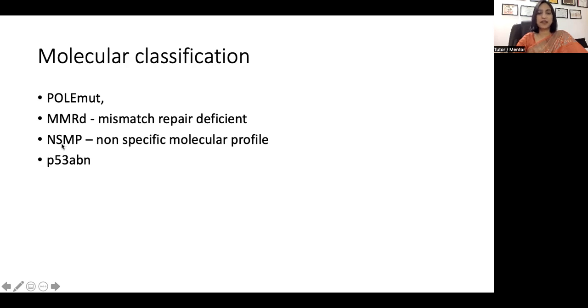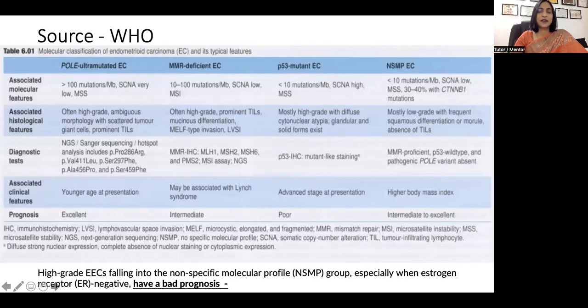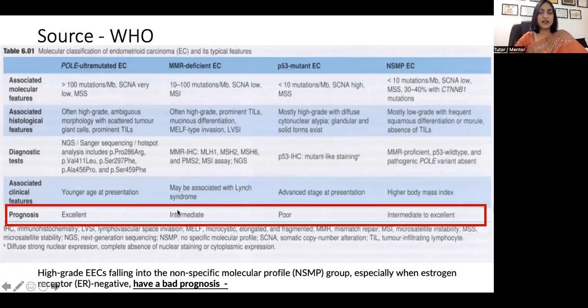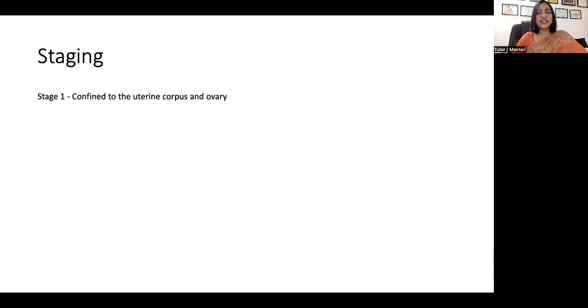Now, as I said, the molecular classification has been explained elaborately elsewhere, but this WHO article on histology gives a nice table on the classification and molecular classification. You can go through this, but the most important part is the prognosis part and how it modifies the staging. Now, staging has changed and has become more extensive.